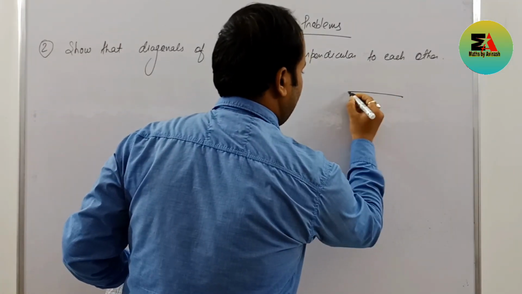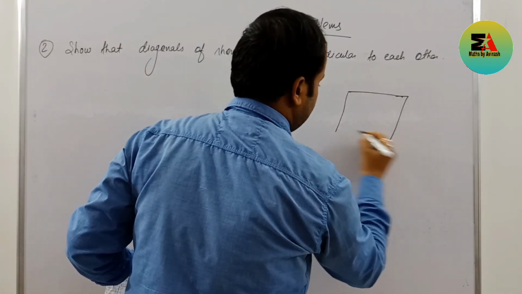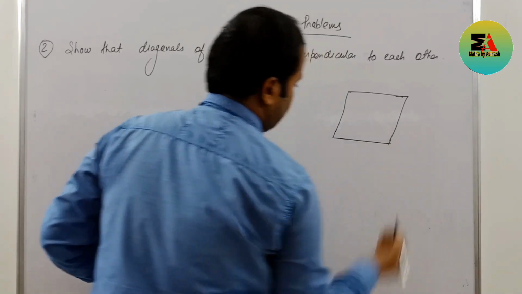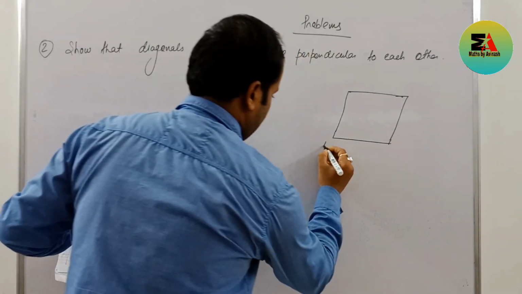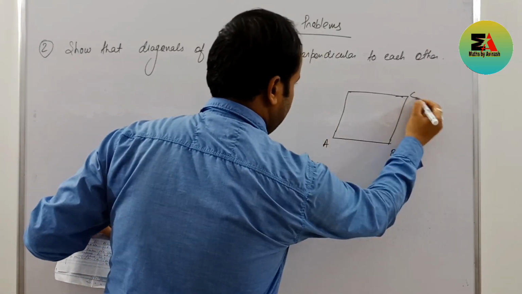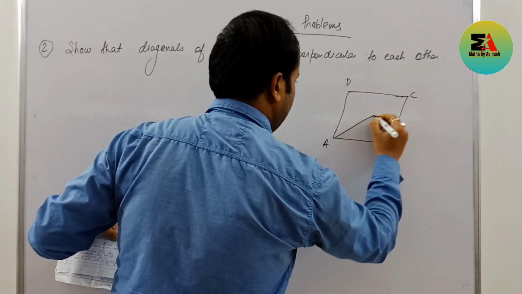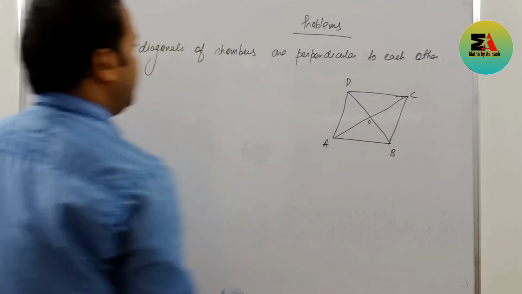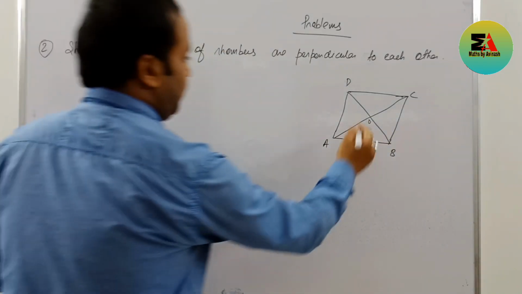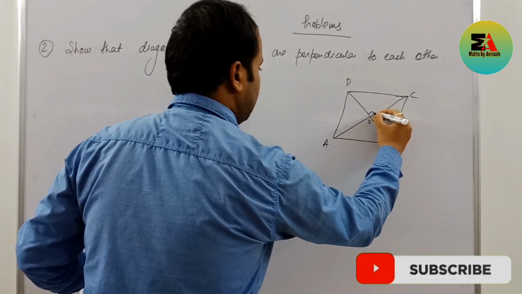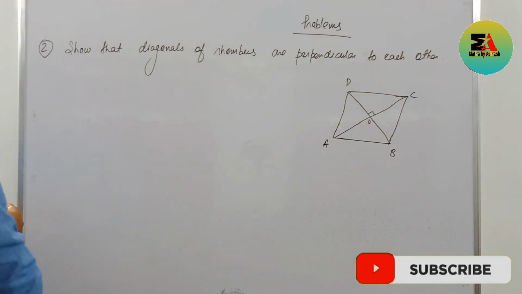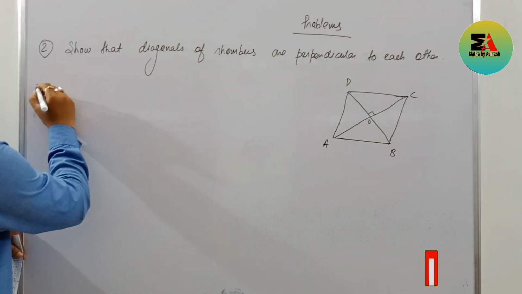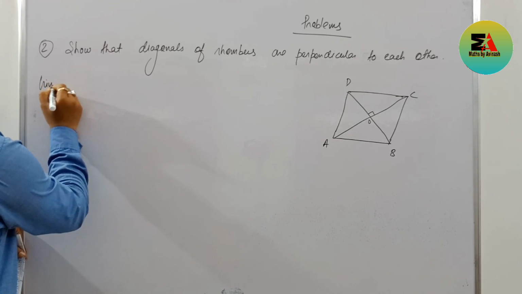We know the property of a rhombus, we already discussed those parts. This is the rhombus ABCD, whose diagonals AC and BD intersect at O. We have to prove these diagonals are perpendicular to each other. This is what we have to prove. Now solve. Write the given part.